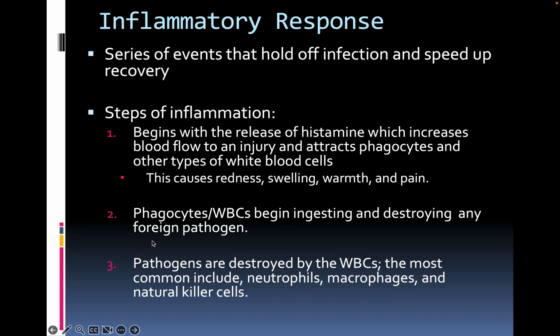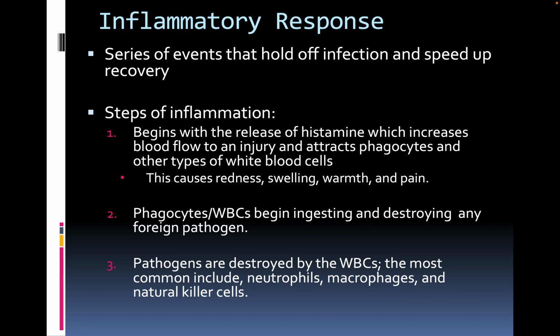So that's kind of the second part of this, is phagocytes will come in and just start ingesting and destroying any kind of foreign pathogen, even possibly infected cells. And they keep doing this. The phagocytes will keep doing this until they die. And it's actually the buildup of those phagocytes and dead cells and dead pathogens that causes pus, that you might see if you have an injury. Pathogens are destroyed by the white blood cells, the phagocytes.